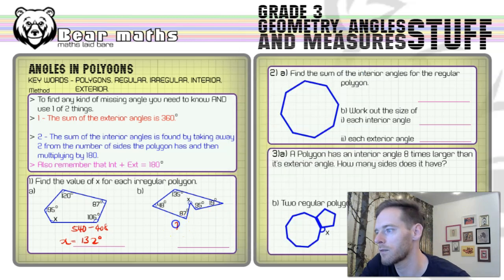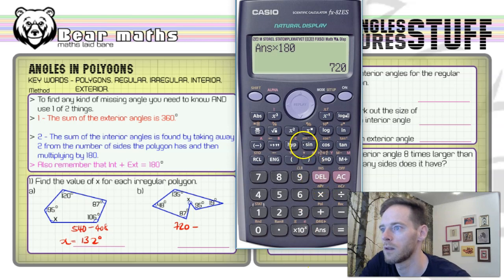Okay, so we're going to take the 720 and we're going to minus whatever they all add up to. So I'm going to show you how you can do that without actually, so we're going to take the answer there, minus, and then we'll take the angle, so I'm going to put in brackets so it adds it all up and then takes it all away.